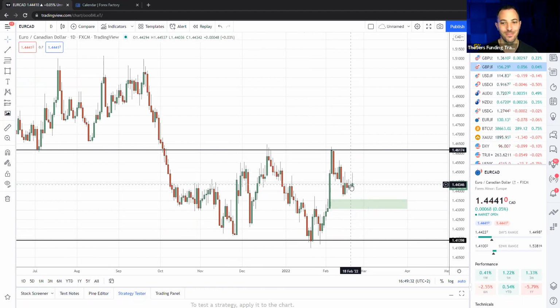So I would wait for price to come to this area and then try to catch the demand there, or I would wait for price to go to the top and sell that area. So either buying the bottom or selling the top. I wouldn't do anything right now. This is just my view on EuroCAD, which I don't follow on a day-to-day basis.